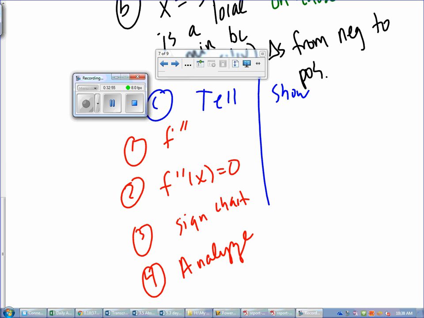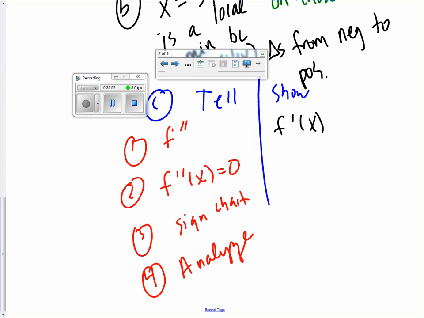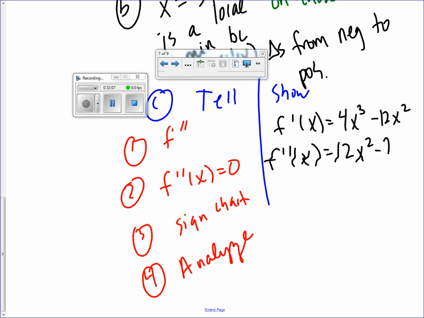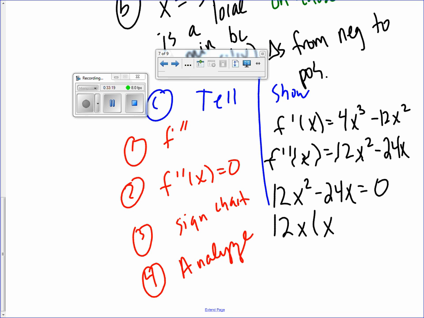Okay, so to find the second derivative, we start with the first derivative. What was the first derivative? Okay, so then the second derivative is the derivative of that, 12x squared minus 24x, right? So we're going to set that equal to 0. And there's a GCF. Yep. And where does x equal 0? Or where does the function equal 0? 0 and positive 2.